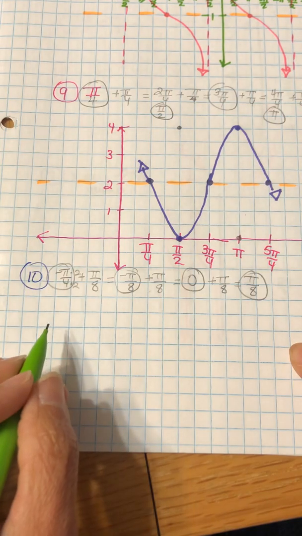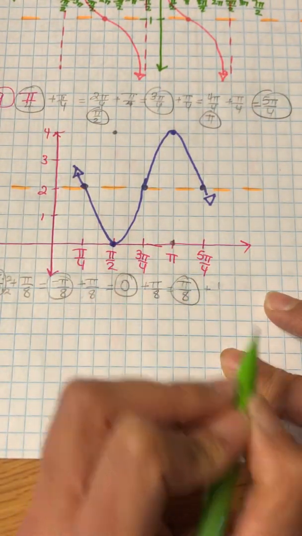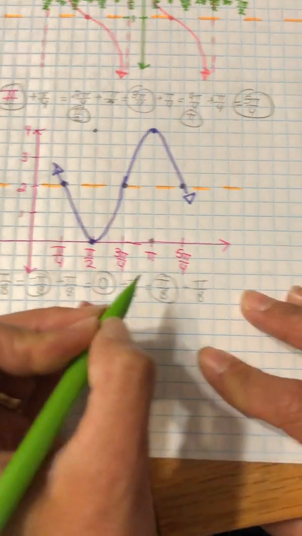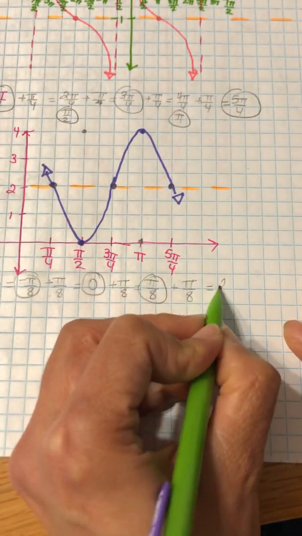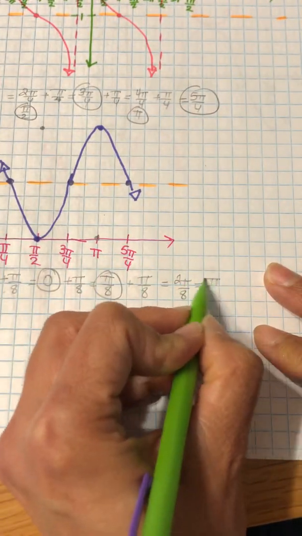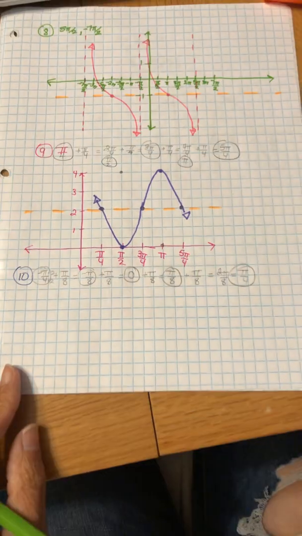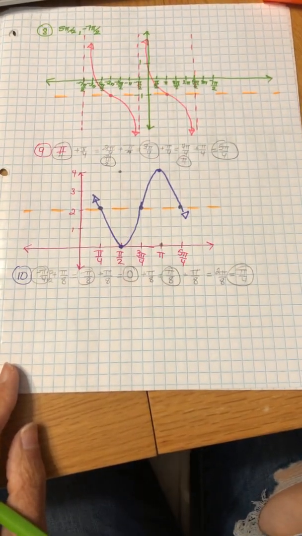Okay, where am I supposed to stop at? Pi over 4. Okay, so I have to add another pi over 8. Pi over 8 plus pi over 8 is 2 pi over 8, which reduces to pi over 4, my stop. And I have 1, 2, 3, 4, 5. I have all my 5 points. We're good to graph.